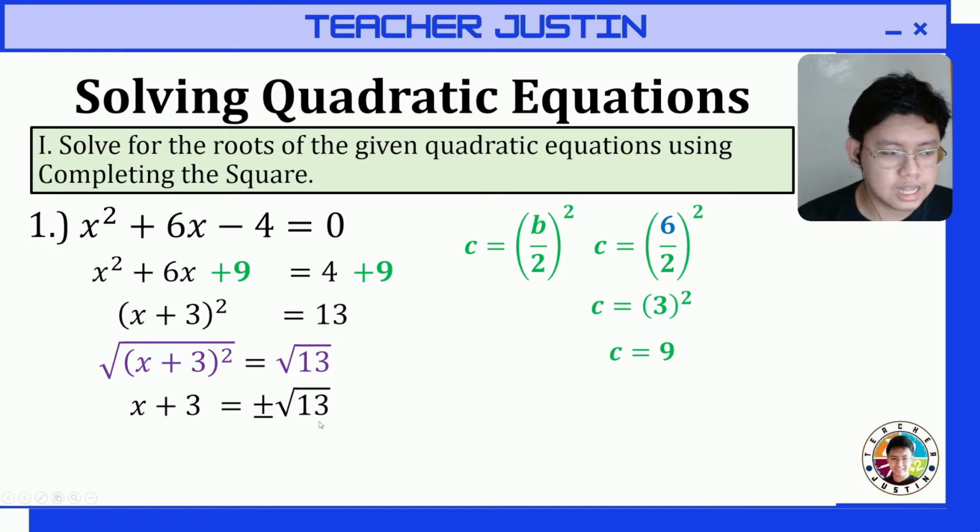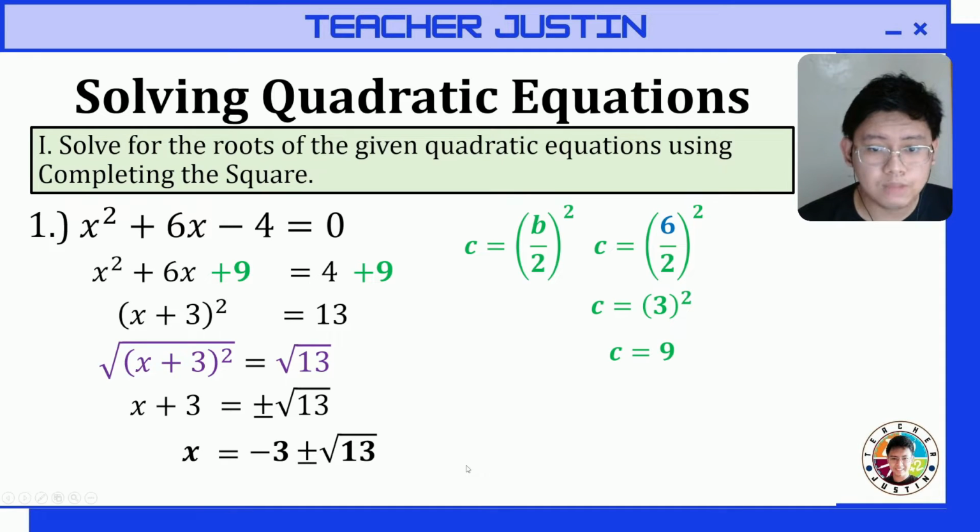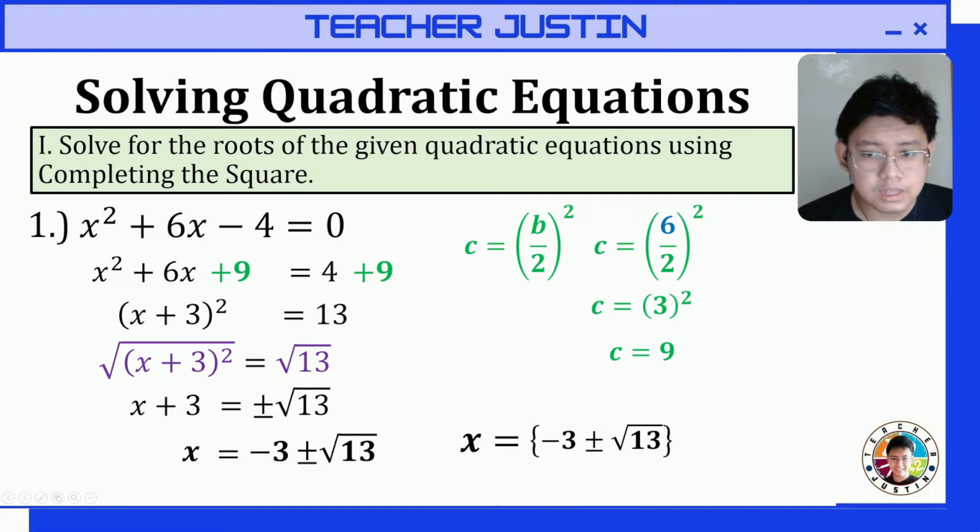So, since hindi na natin masisimplify si square root of 13, then we will leave it as square root of 13. Tapos, ilipat natin si positive 3 to the other side of the equation. So, we will have x is equal to negative 3 plus minus square root of 13. And that will be the value of x of our equation. And that's it. Ta-da! Alright.